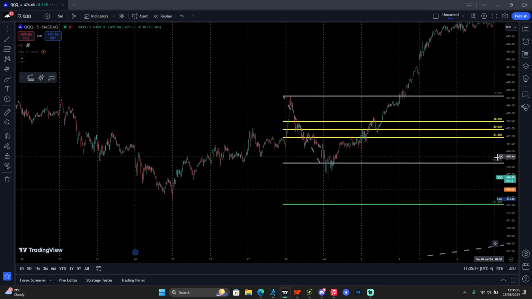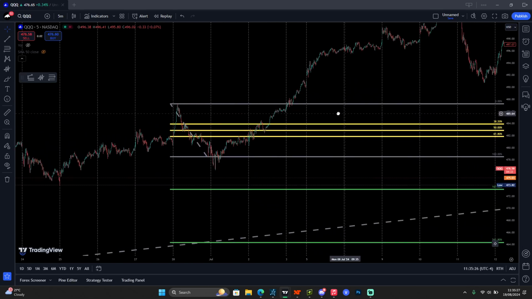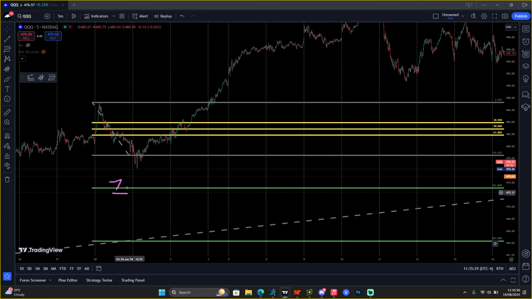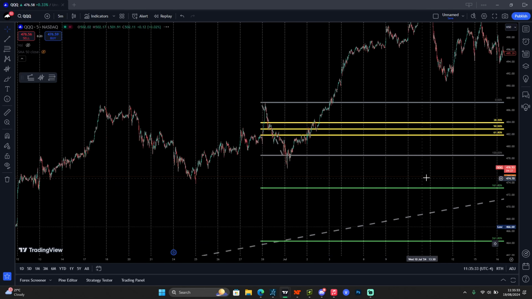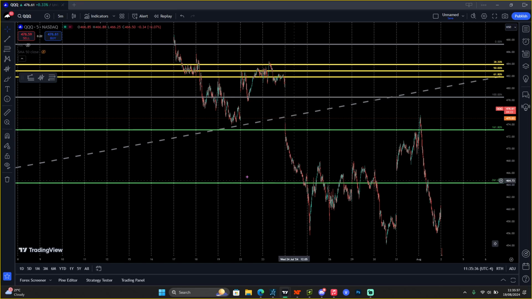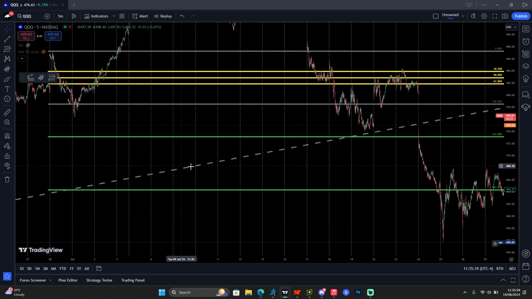So this is an example of a failed fib. However, these will always still stay as targets. All fibs do get filled eventually. So you can use these as targets later on, but again, they're not going to be as clean coming to look at in a different point.